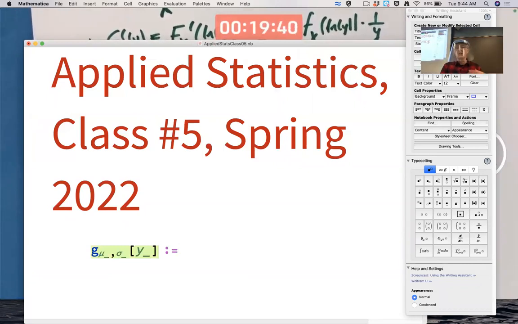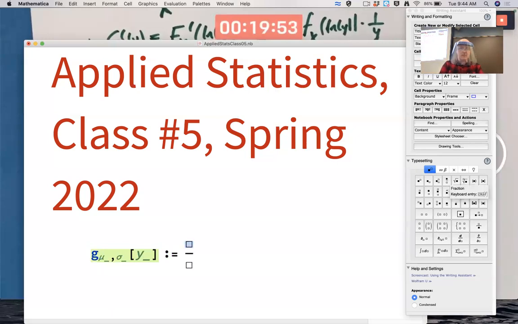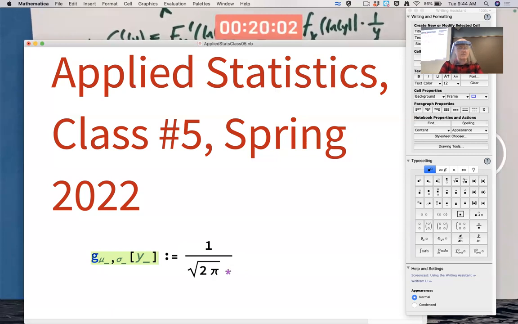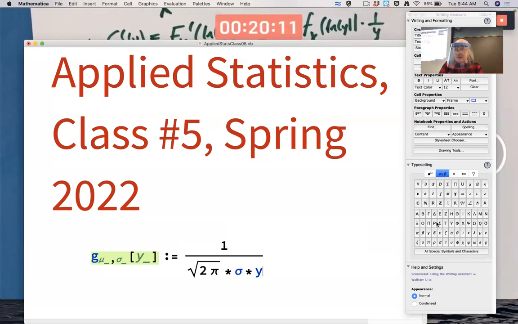It's the g in the book. But it's got two parameters, mu and sigma. So I'm putting those as subscripts to give me flexibility to change those. And we'll just type in the formula in the book here. 1 over square root of 2 pi times sigma. You can make a sigma by doing escape, S, escape, and a mu by doing escape, M, escape.